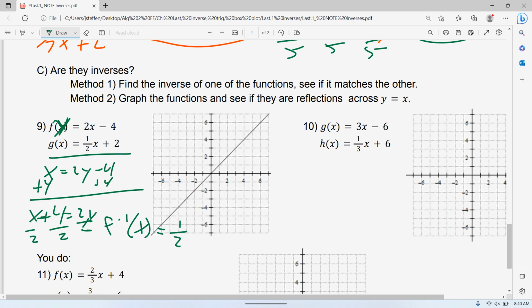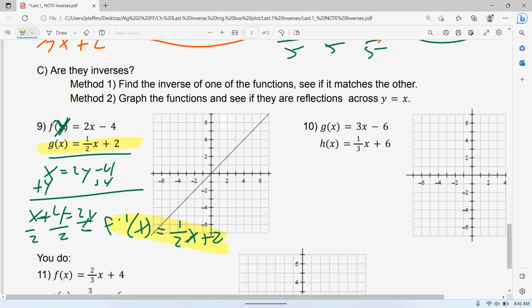x over 2 is equal to x plus 2. Is that inverse that I just found the same as this equation? Then they're inverses. They both are 1/2 x plus 2, so we know they have to be inverses. Maybe that doesn't make as much sense to everybody else, but I think it makes perfect sense.